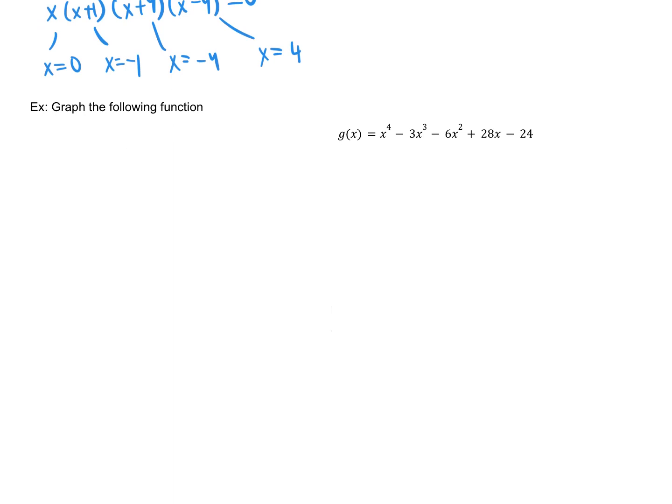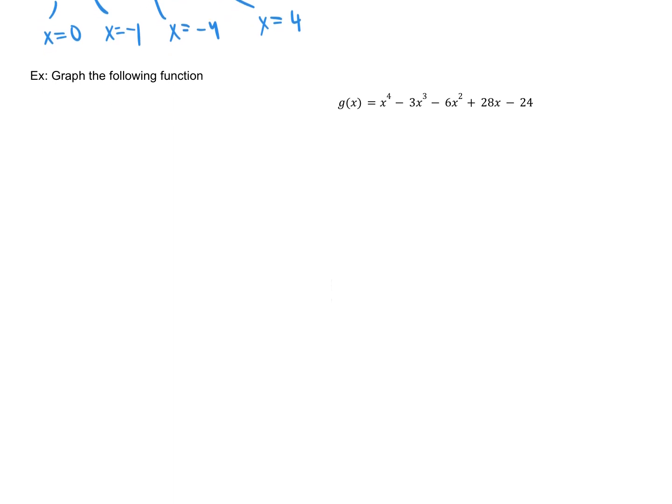And now let's do a final graphing one. So we're going to graph g of x equals x to the 4 minus 3x cubed minus 6x squared plus 28x minus 24. Well, some things I already know. I already know my y-intercept is (0, -24) from the standard form. I see I have a positive leading coefficient with an even degree, which means the end behaviors will go in the same direction, and because the leading coefficient is positive, they're both going to go positive forever. So that's quadrant 2 start to quadrant 1 finish.